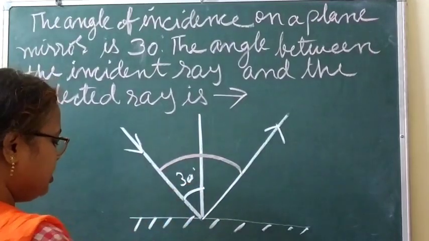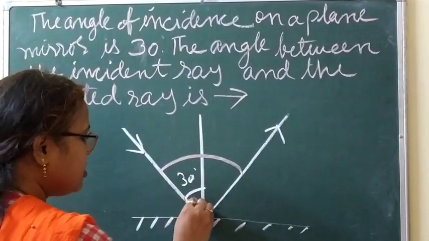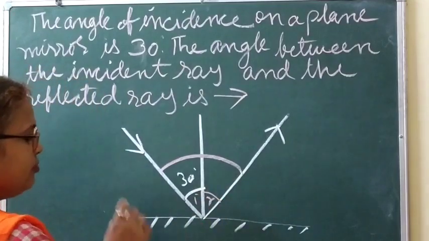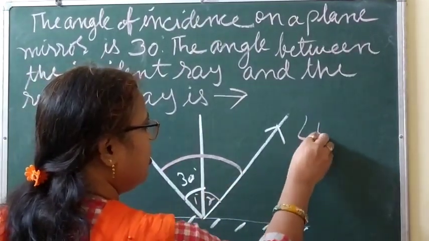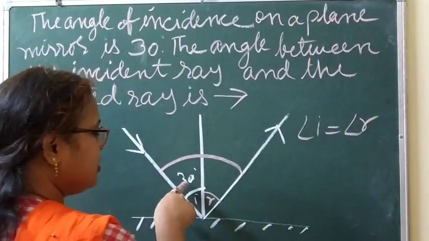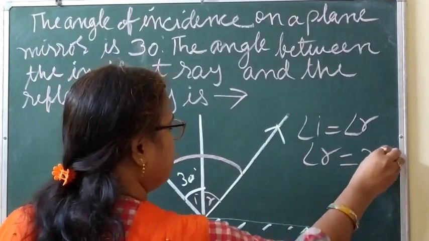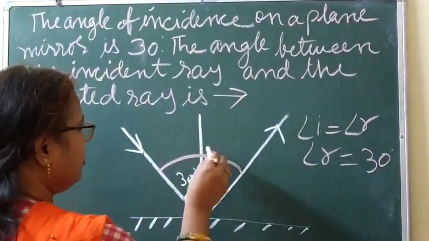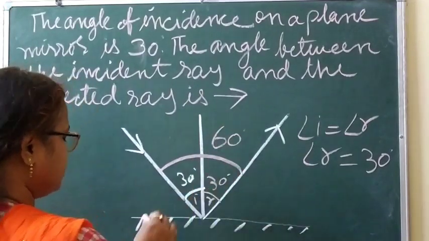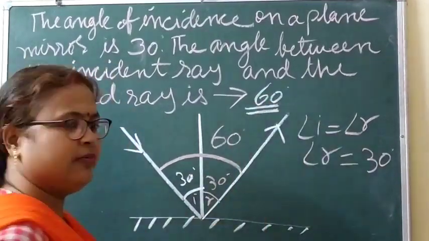Again, this one is 30 degrees. This one is the angle of incidence I, and this one is the angle of reflection R, clear? So you know that the angle of incidence is equal to the angle of reflection. So if this one is 30 degrees, then the angle of reflection will also be 30 degrees, and so this whole angle will be 60 degrees, clear? So your answer will be 60 degrees, clear?